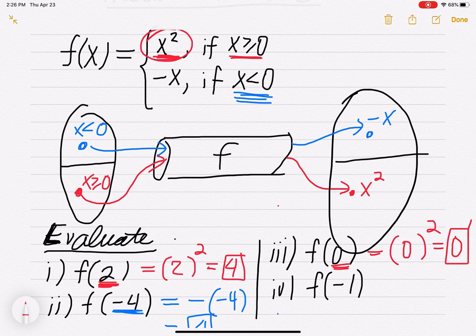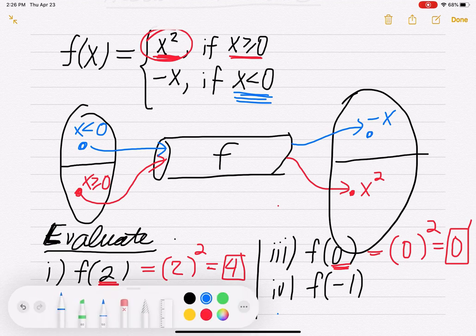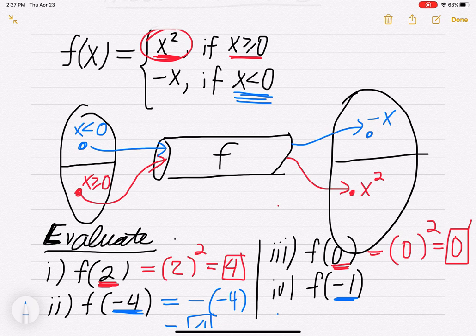And finally, f of negative 1. This is number 4, f of negative 1. So the idea is we're plugging in a negative 1, as an input, as an x value. Is that greater than or equal to 0, or is that less than 0? Well, negative 1 is less than 0. So it's a blue value.